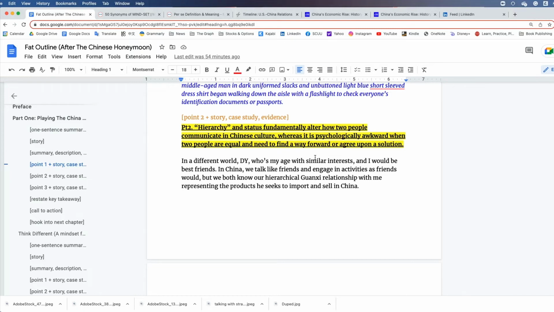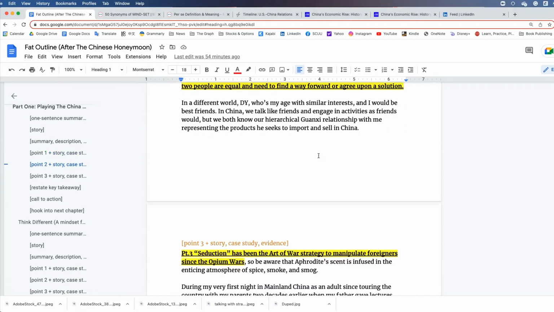Because Chinese culture is based on hierarchy. When two people are the same, but they don't have a family relationship, that actually makes it more difficult, because Chinese people are accustomed to either I tell you what to do or you tell me what to do. But for two people to try to find a compromise, that's more difficult. All right. And then so I have the story.